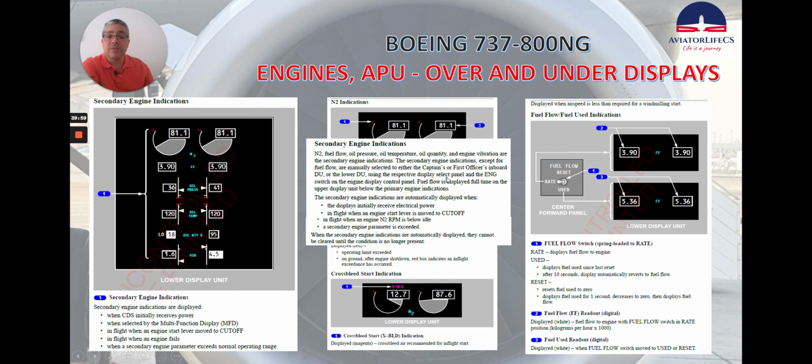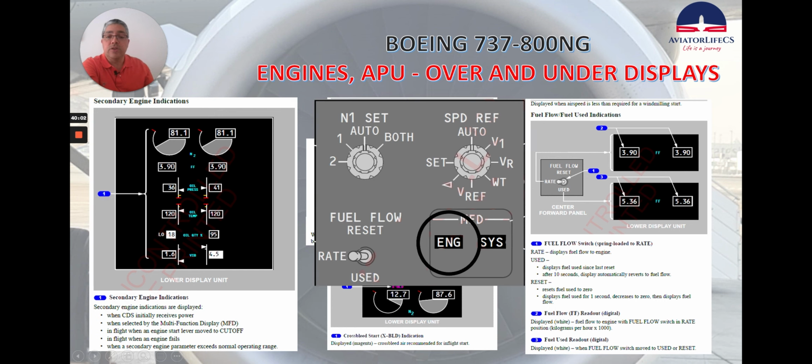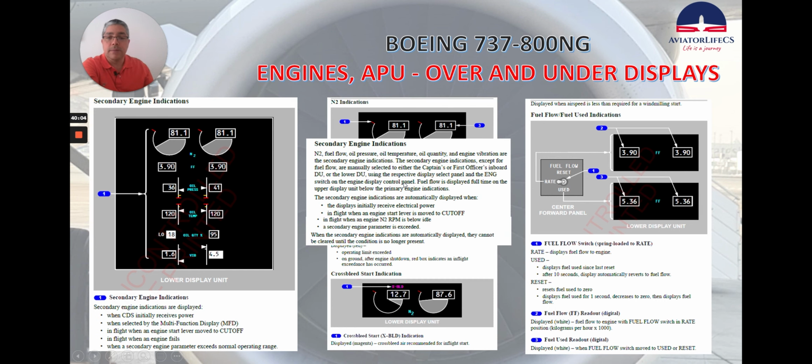Using the respective display select panel and the engine switch on the engine display control panel. Fuel flow is displayed full-time on the upper display unit below the primary engine indications. The secondary engine indications are automatically displayed when the displays initially receive electrical power, in flight when an engine start lever is moved to cut off, in flight when an engine N2 RPM is below idle, or a secondary engine parameter is exceeded. When the secondary engine indications are automatically displayed, they cannot be cleared until the condition is no longer present.